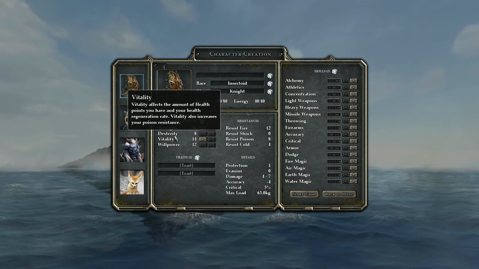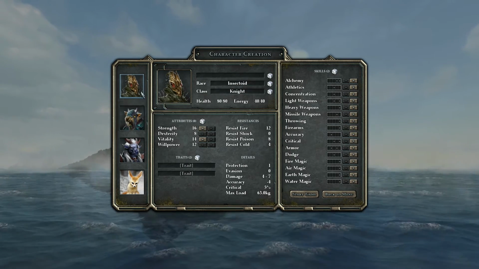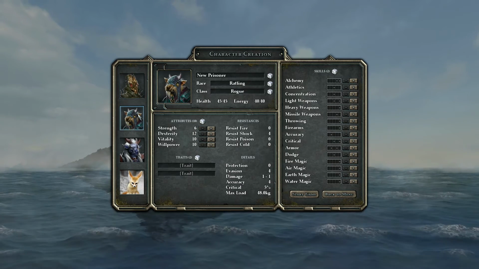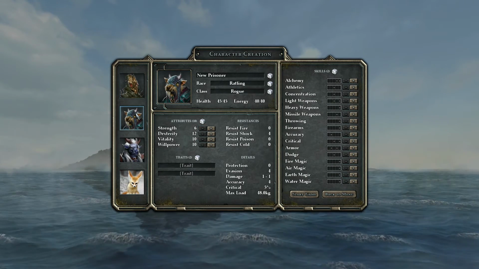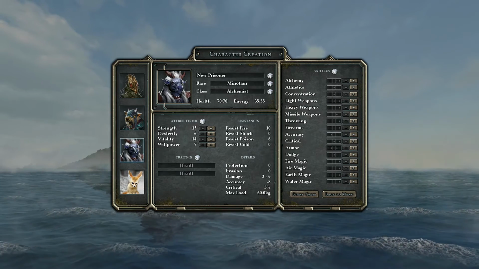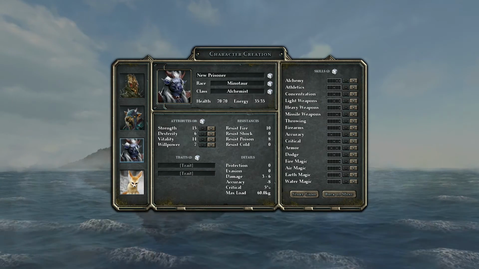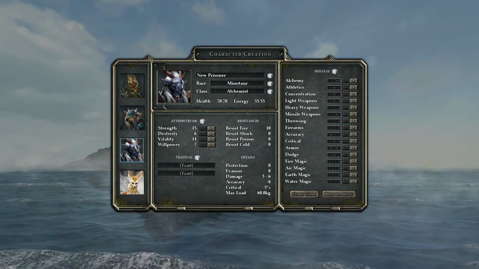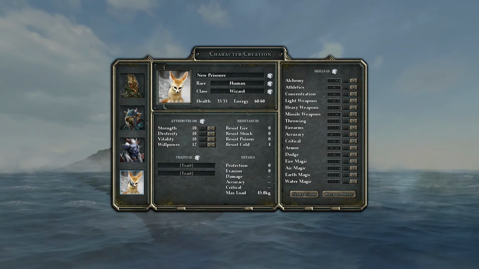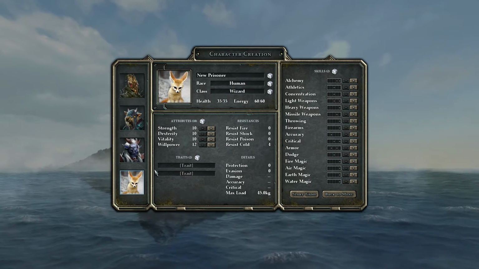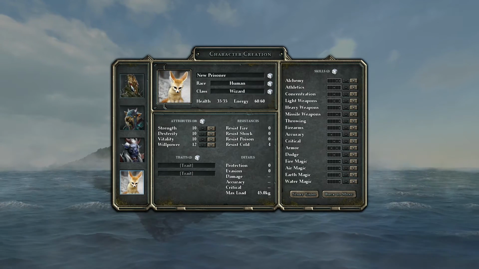That's because most weapons scale with strength, most melee weapons at least. Daggers scale with dexterity. So this guy will be using heavy weapons, our Ratling here will be using daggers, our Minotaur friend back here will be using thrown weapons, and Fen back here will be using ice magic.